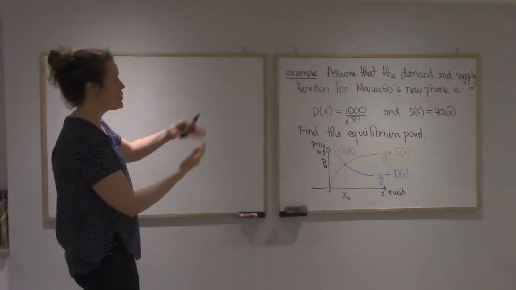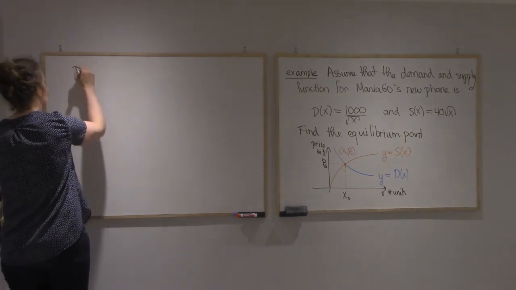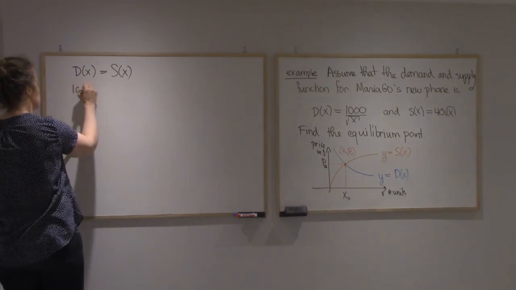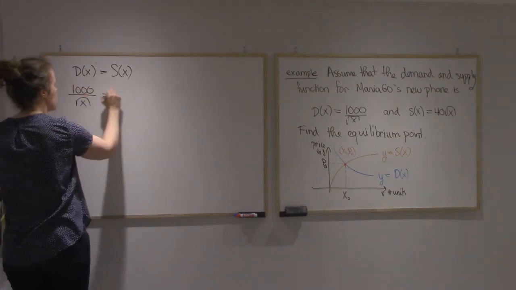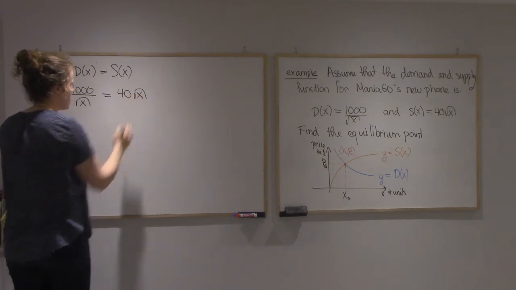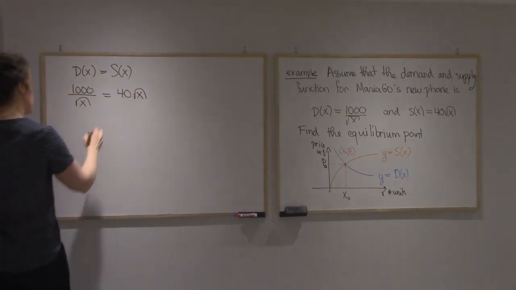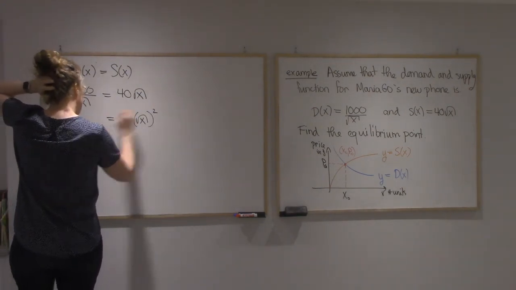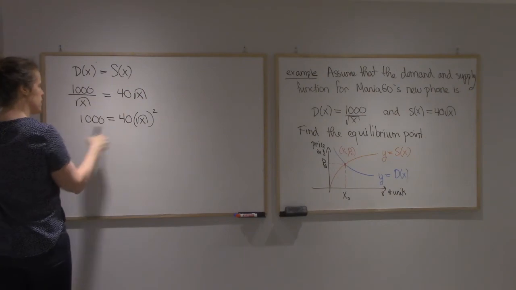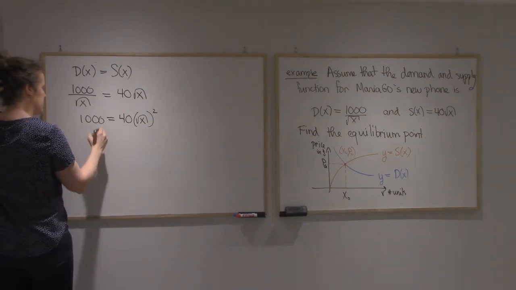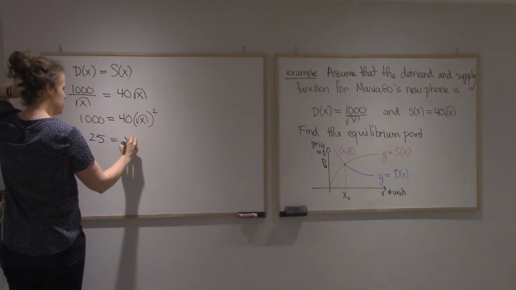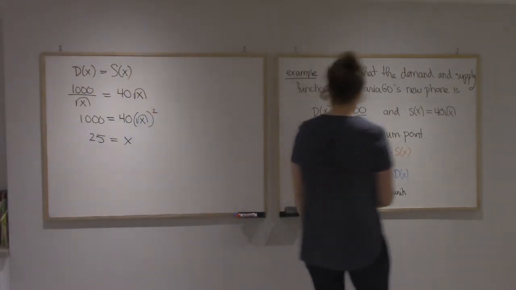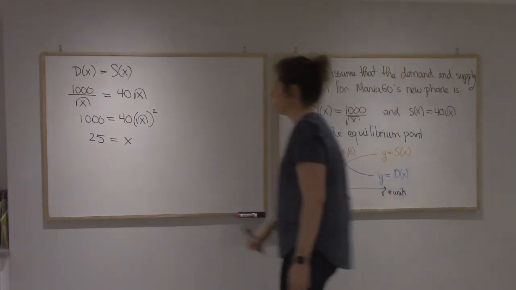So we want to find when the demand and the supply are the same. So D of x equals S of x. We have the functions, so it's just a matter of doing the algebra. Let me send the root of x to the other side. I'll get 40 root of x squared is equal to 1,000. Let me divide by 1,000 here. I get 25 equals x. So this x0 is at 25.